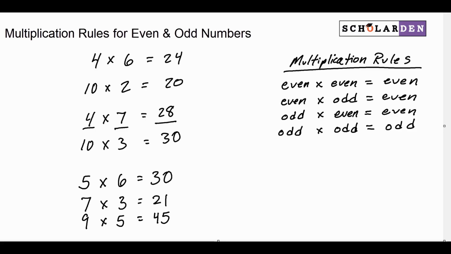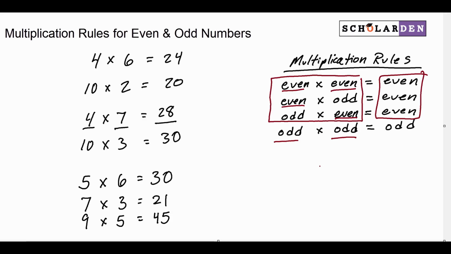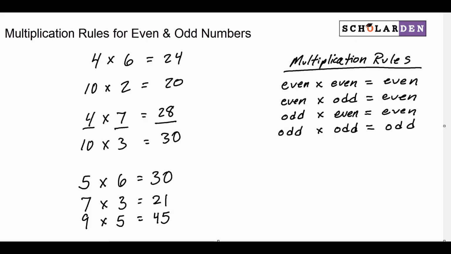So one way you can remember the multiplication rules for odd and even is if an even number is involved in the multiplication anywhere, the result is always even. So if an even number is involved, the result is even. The only way to get an odd number in multiplication is to multiply two odds.